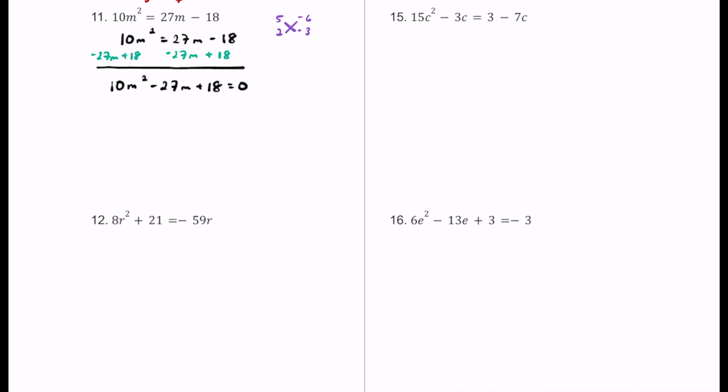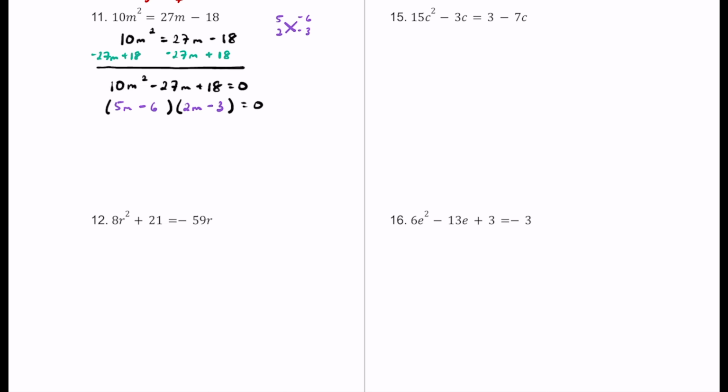Okay, so we can open up our parentheses and set it equal to 0. And so let's see what we have in here. We're going to have 5m and 2m. The 5m is going to pair with a -3, and the 2m is going to pair with a -6. Okay, so let's see if we can go ahead and set these equal to 0 and solve.